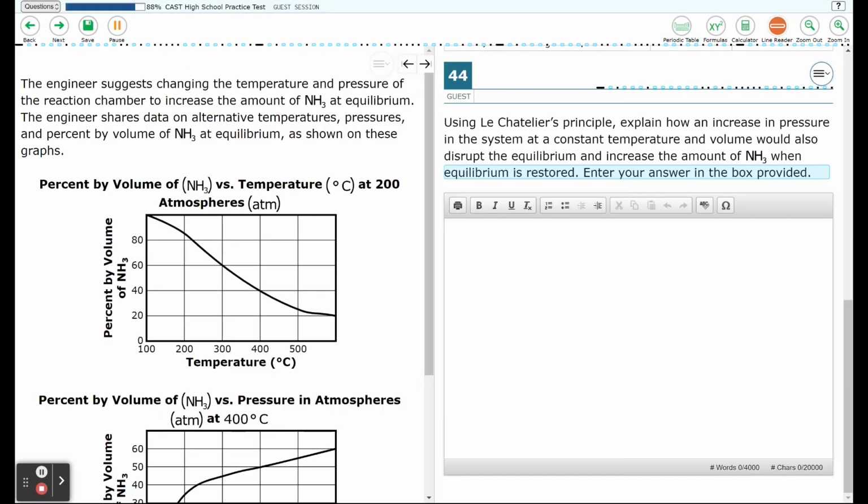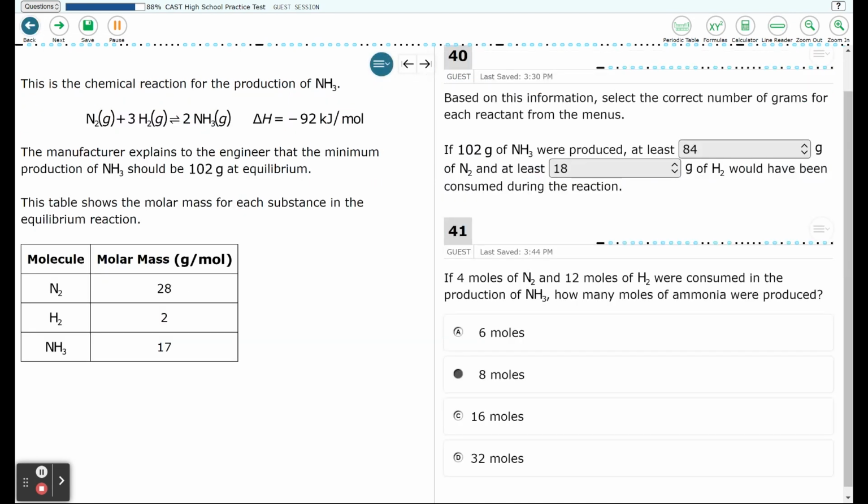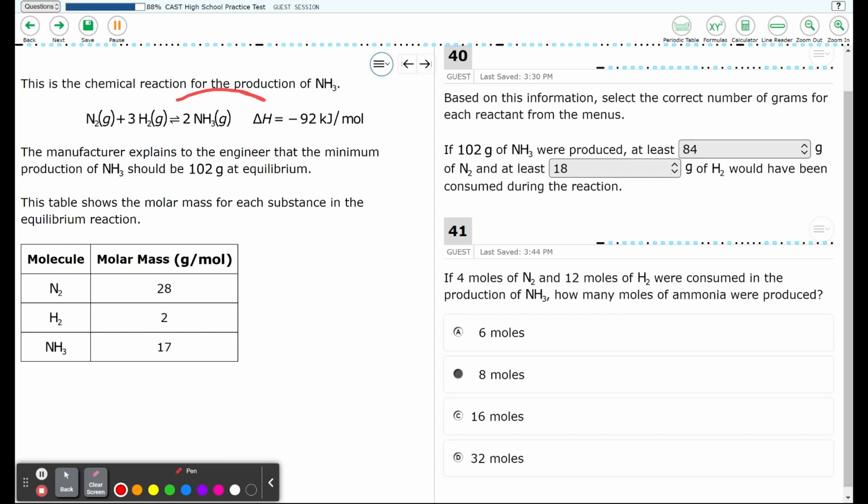All right, so if we take a look at this, we need to look at the equation here to see how pressure is going to affect what's going on. So if we have a reaction going from the left to the, excuse me, that was not very clear. How do I delete that? Let's see, let's erase. There we go.